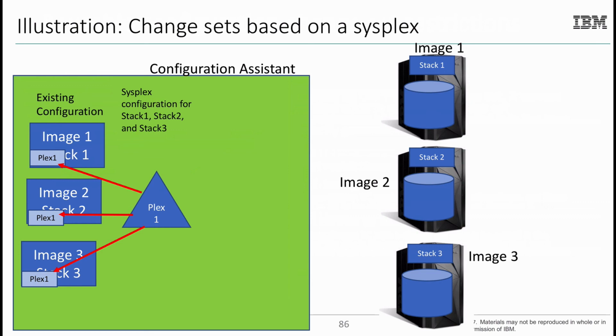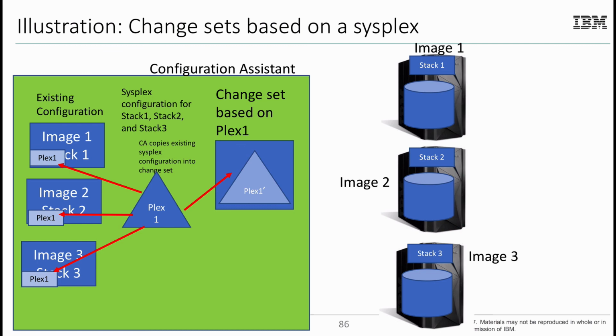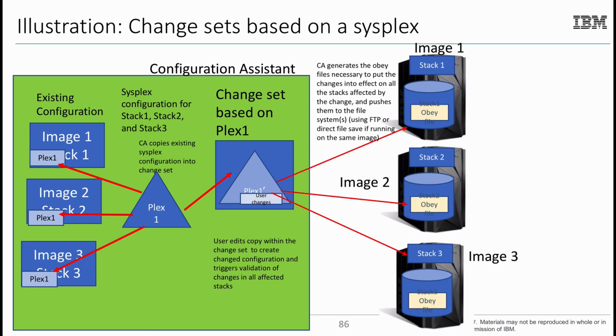So the Sysplex configuration is in each stack after being configured at the Sysplex level. If you create a change set based on it, the Sysplex configuration is copied into the change set, and then you make your user changes just by editing the Sysplex information in the Configuration Assistant. Once you install it, the Configuration Assistant generates the obey files necessary to put the changes into effect on all stacks affected by the change, and it pushes them to all of the systems that are affected by the change.